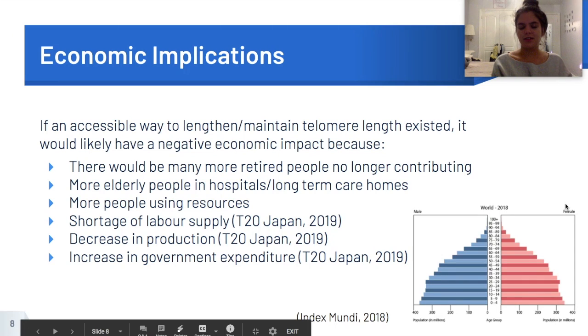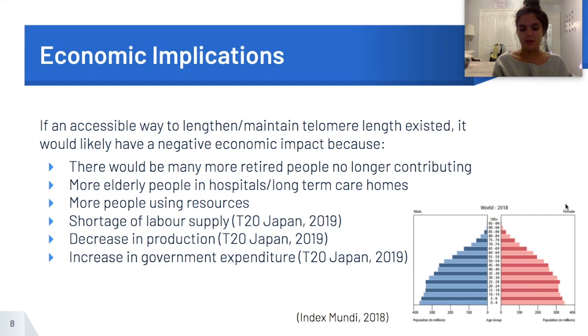So, there are not currently really any major economic implications with this topic. However, hypothetically, if there were to be some sort of telomere related solution to cellular aging, I think it would have an overall negative impact on the economy because, for starters, we are already living in an aging population, and we know as a fact that that isn't very good for the economy. So it would just make those issues that much worse.